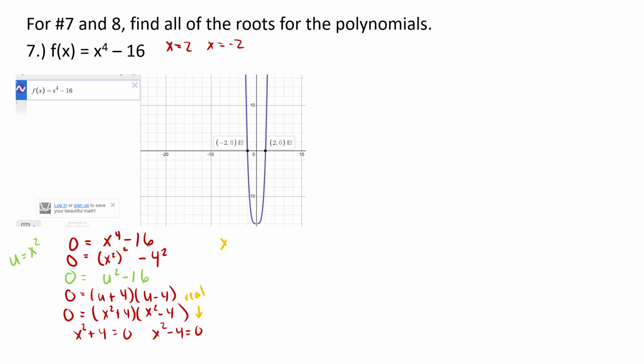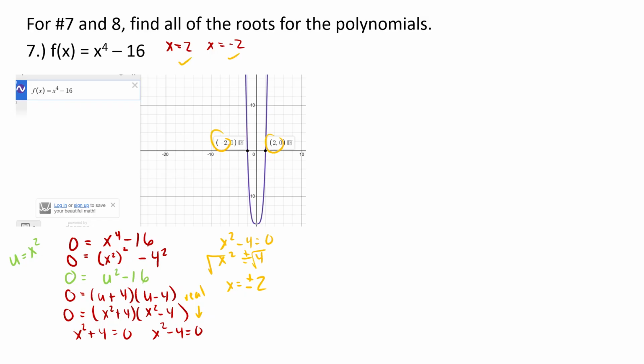So we could do this by adding 4 to both sides. So we'll just add 4, and then we can take the square root. And when you take the square root, remember it is plus or minus. So we end up with x is plus or minus 2, which matches what we have up here that we got from the graph.